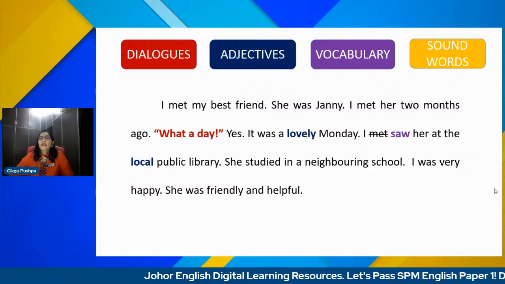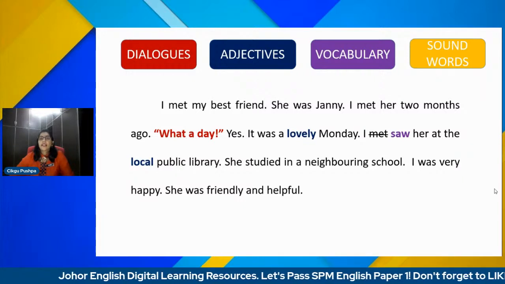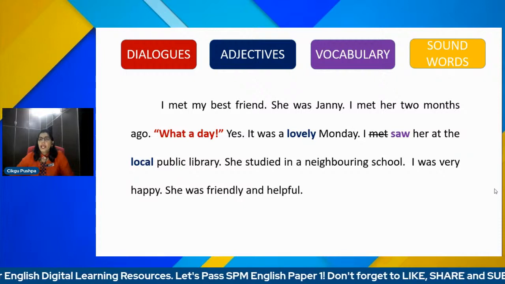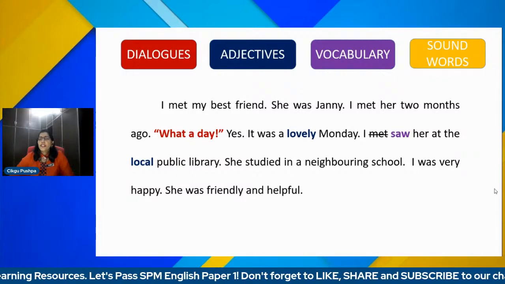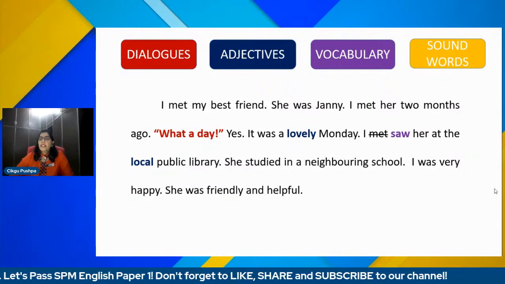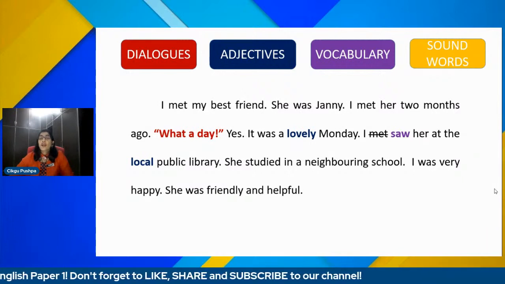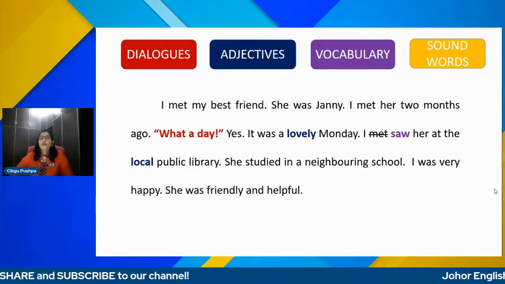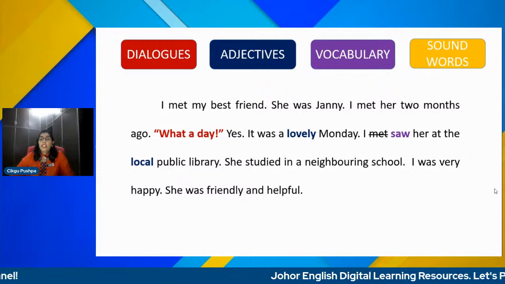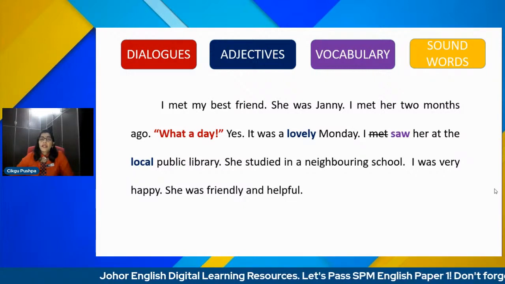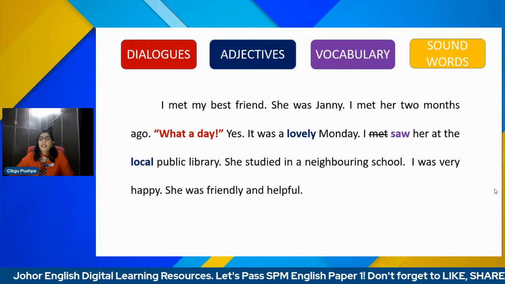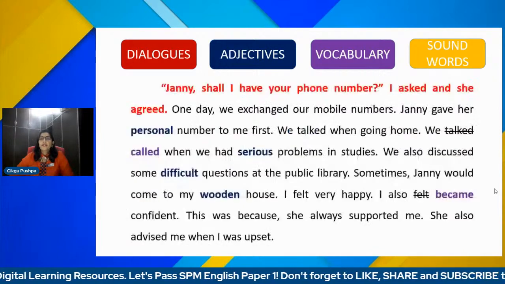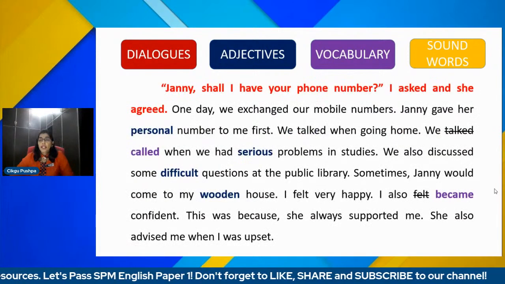For example, I saw her at the public library. And now you have public library. Try to modify public library. It is a noun. So use an adjective, local public library. You see? So try to use something as simple as this, okay, in order to make your paragraphs better. She studied in a neighboring school. I was very happy. She was friendly and helpful. Okay, make it simple. Here comes your next paragraph.